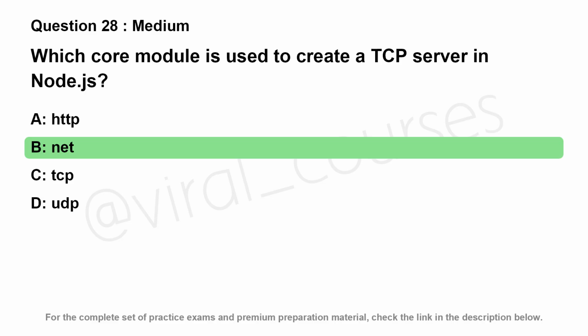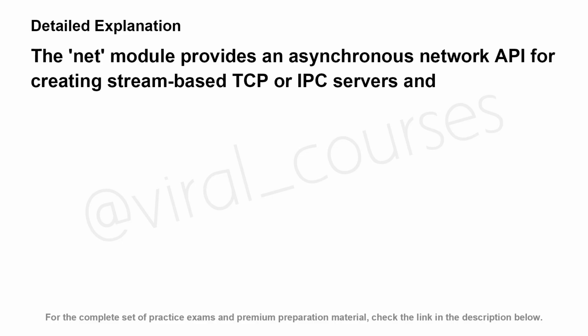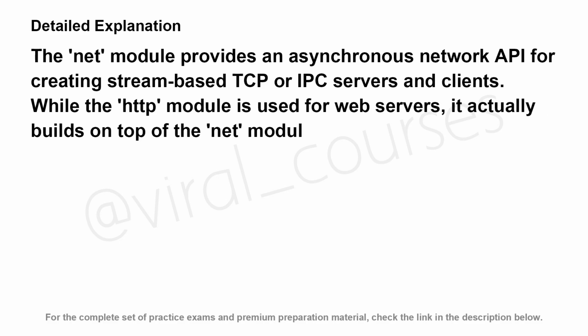The correct answer is B. The net module provides an asynchronous network API for creating stream-based TCP or IPC servers and clients, while the http module is used for web servers. It actually builds on top of the net module.